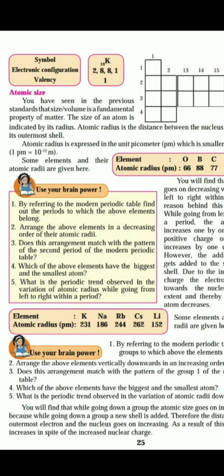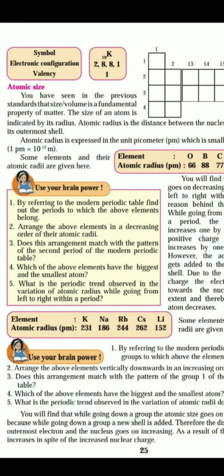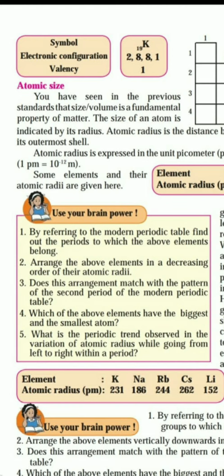Hello everyone. We are studying periodic trends in the modern periodic table. Previously we studied the first trend, that is valency. Now we are studying atomic size. Atomic size is a fundamental property of matter. The size of an atom is indicated by its radius.